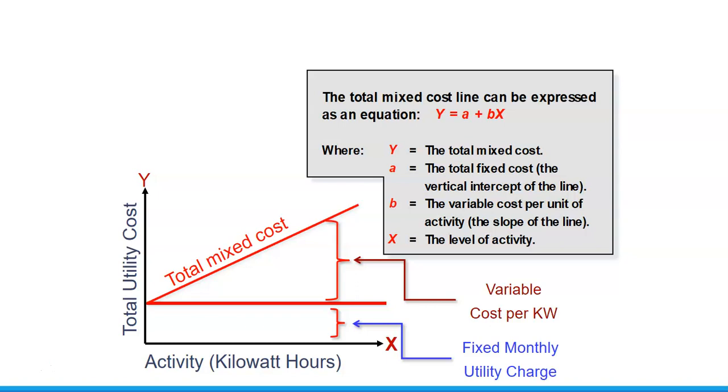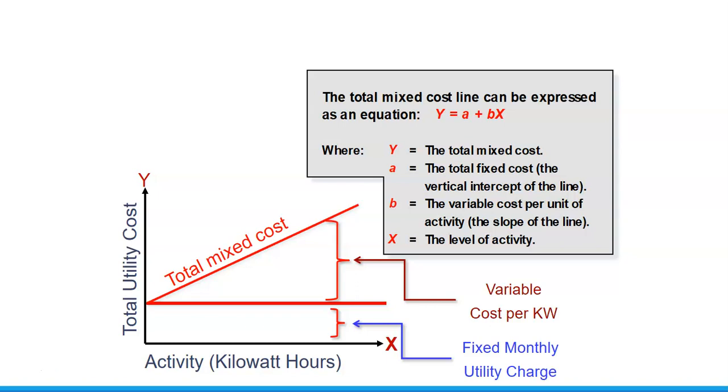With a mixed cost line, we use the equation of a line. So they show here where Y is the total cost, A is the fixed cost, B is the variable cost per unit, and X is the level of activity. So the equation of a line becomes the cost equation.